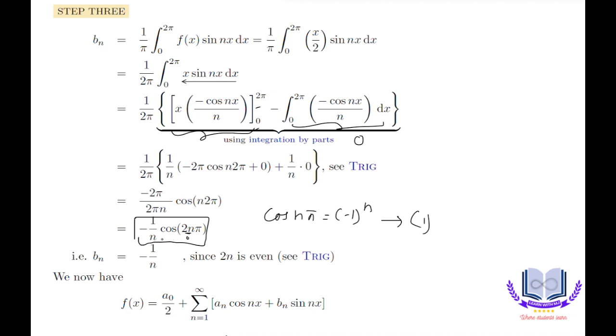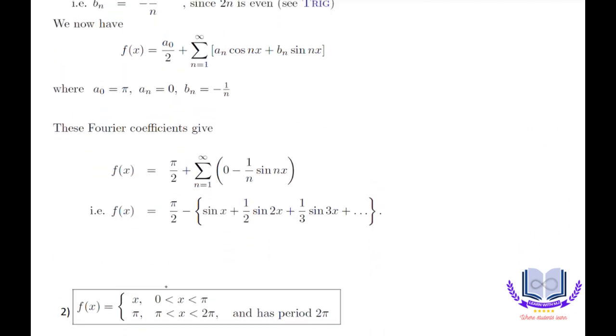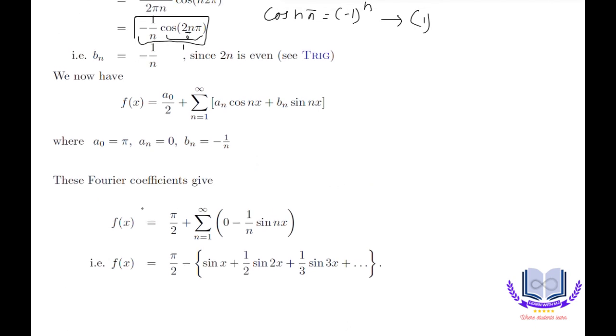Okay. So here you can directly replace cos 2n pi with 1. So we will get bn is equal to minus 1 by n, since 2n is even. Okay. Now we have got the value for a naught, an and bn. Now we have to just simply put it in the equation of fx.